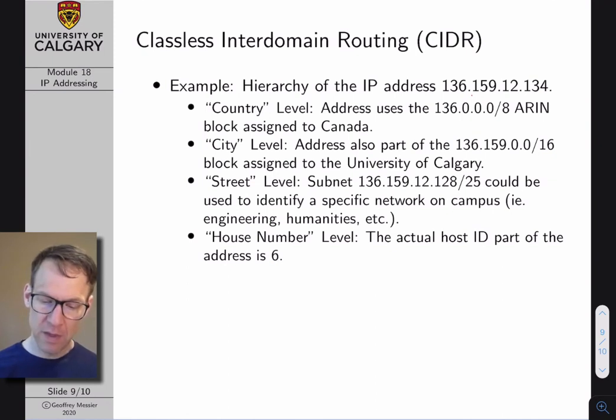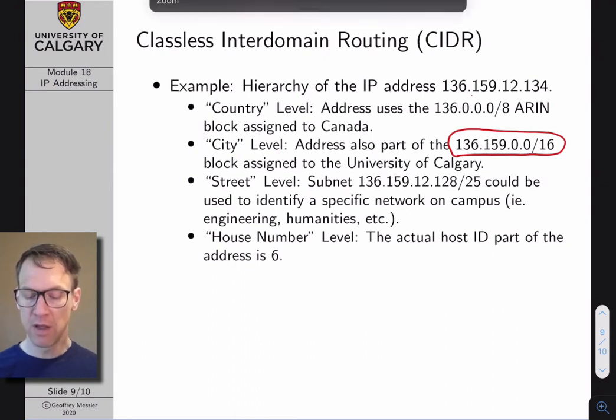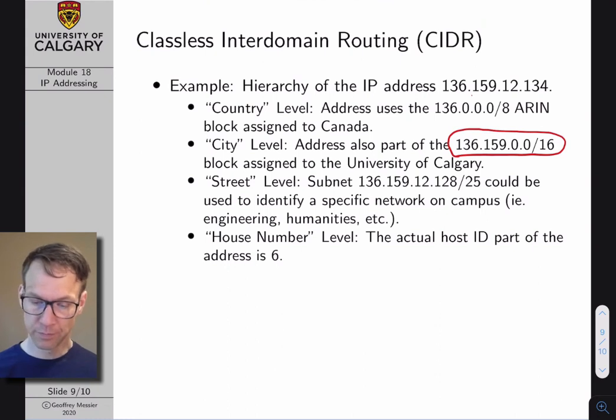The city level is basically the 16-bit network ID assigned to the University of Calgary. So again, on the ARIN website, you should be able to see that the 16-bit network ID 136.159 is assigned to the University of Calgary, right? So you can think of that as the next level of our hierarchy. You'll note that the country network ID is basically contained within the 16-bit network ID that is assigned to the university.